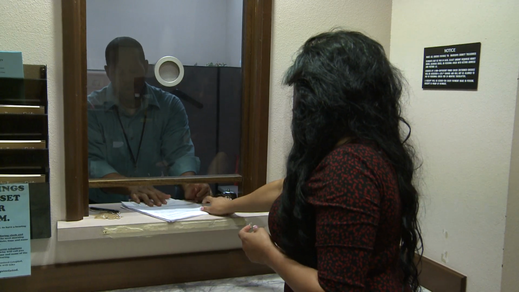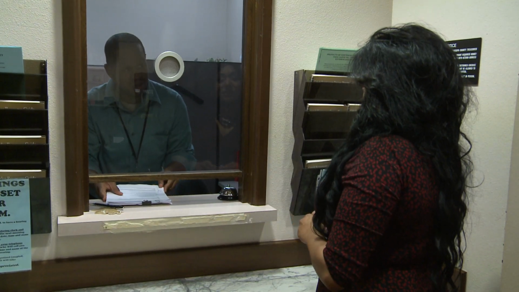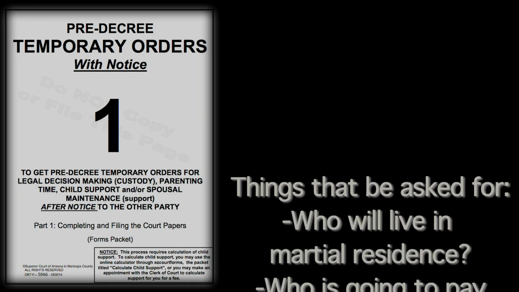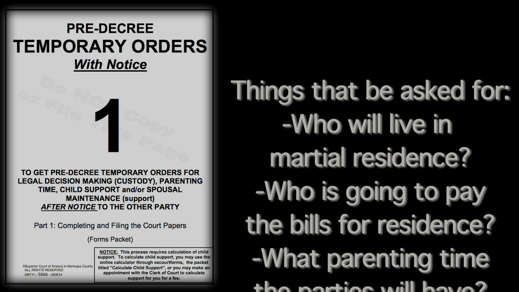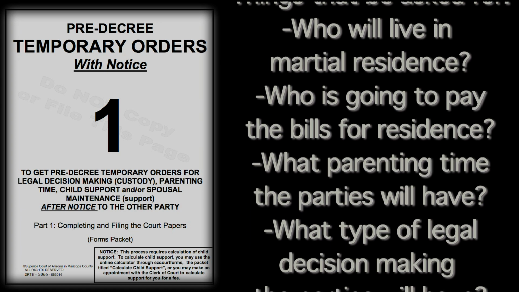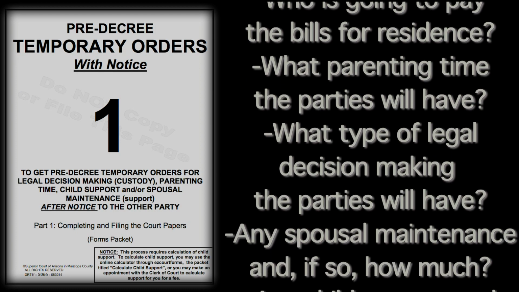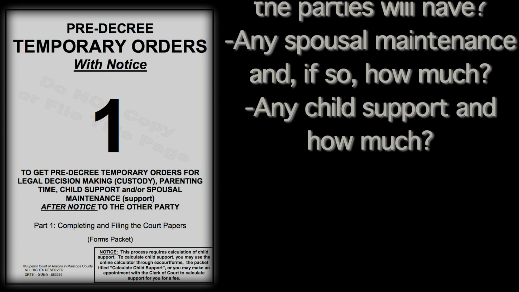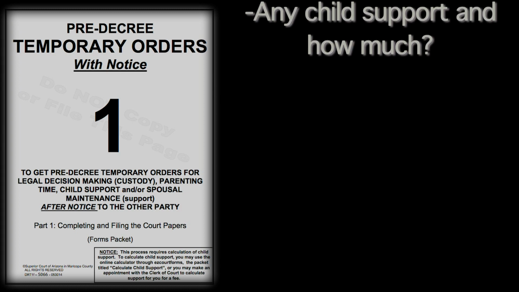Another type of hearing that frequently occurs before the trial is a temporary orders hearing. If a party files a motion seeking temporary orders, the court must hold an evidentiary hearing on that motion within 60 days. The motion for temporary orders can be filed with or after the petition for dissolution or the petition for paternity. Things that can be asked for in temporary orders include who will live in the marital residence while the divorce is pending, who is going to pay the bills for the family residence while the divorce is pending, what parenting time the parties will have, what type of legal decision-making the parties will have, whether either side is entitled to spousal maintenance, and if so, how much, and who will pay child support, and how much child support will be paid each month.